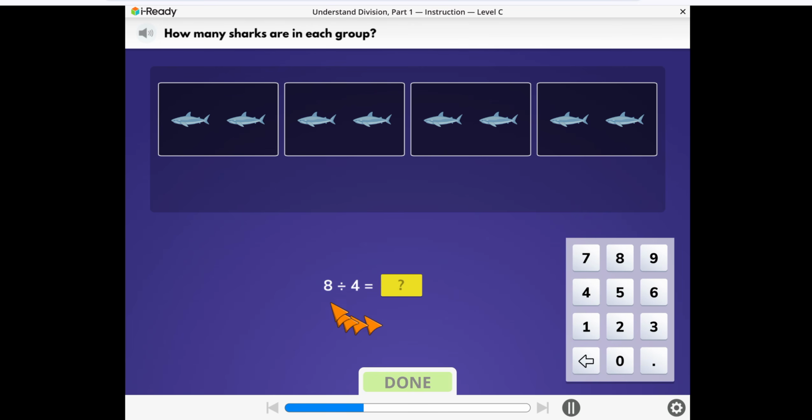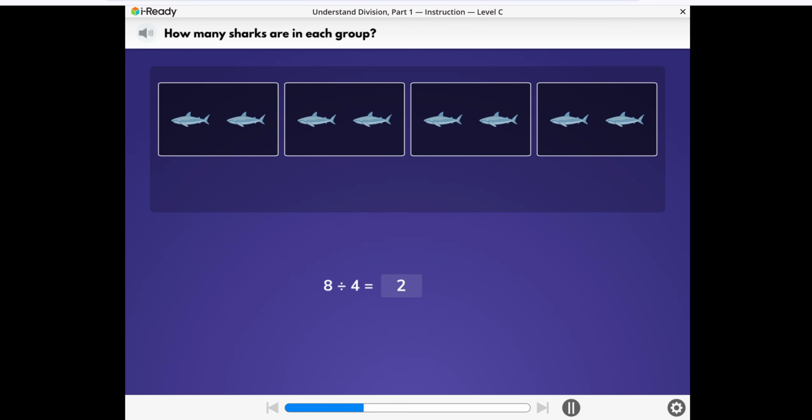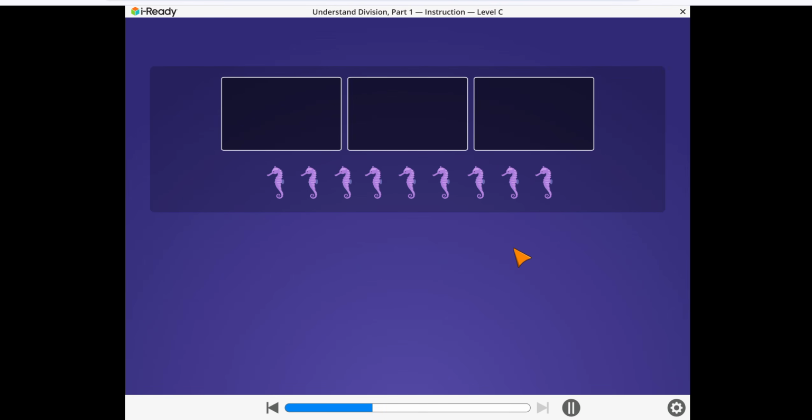How many sharks are in each group? There is 2, so the answer should be 2. So what's the division answer? 8 divided by 4 equals 2. Correct.